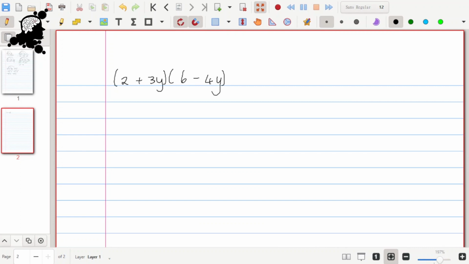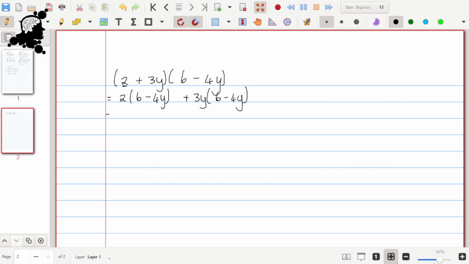Now notice that both these terms are binomials because each expression in the bracket has two terms. I'm going to show you two ways of doing this. Here's the first way. We can multiply every term in the first binomial with every term in the second binomial. In other words, let me take the 2 and multiply it with the second bracket. Let me take the 3y and multiply it with the second bracket.